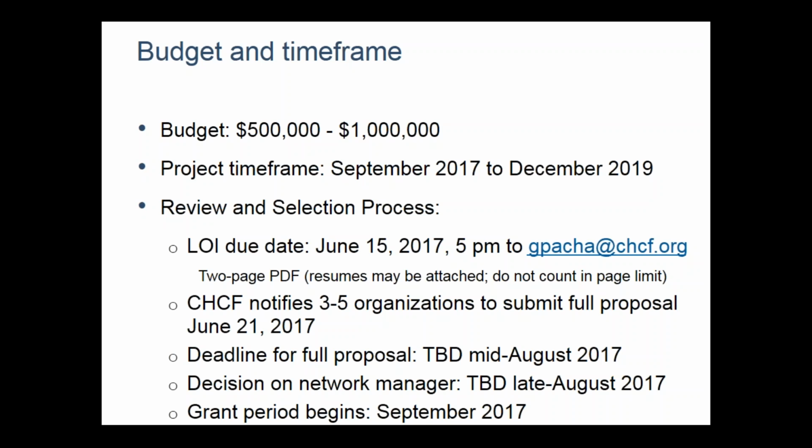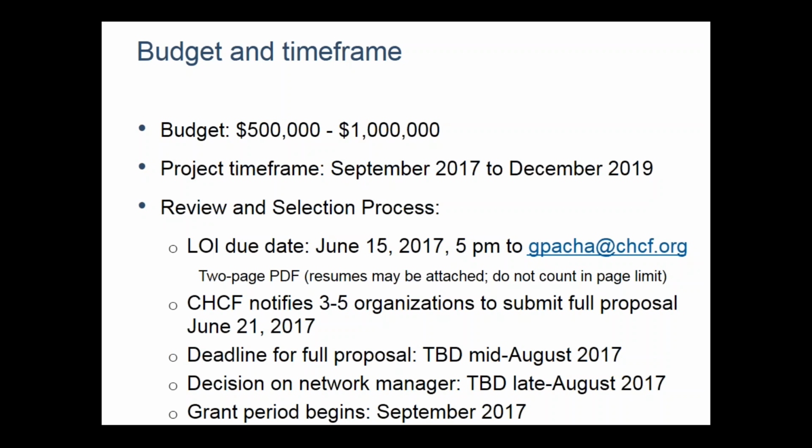So that's why we came up with this thought of doing a 2-page letter of interest so that we can find out from you what are the core competencies and what's your vision of what you can do, and then sort through those and choose a few organizations that we really think have the infrastructure needed to do this work, and then we'll ask those organizations to do a longer RFP to compete for this contract.